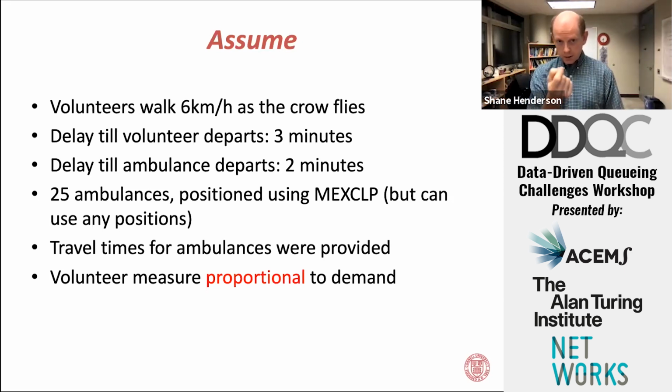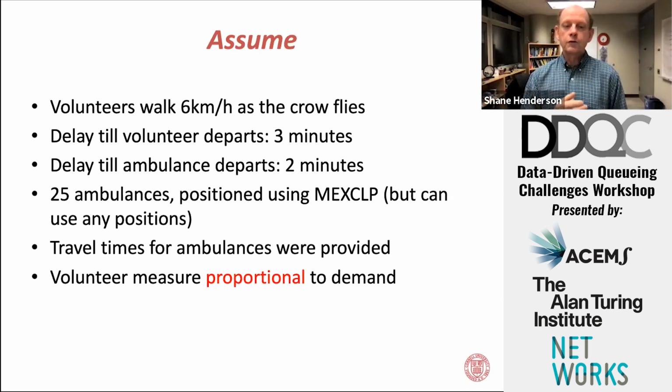We're assuming the delay until volunteers depart is 3 minutes. We think that is plausible. We have data on this, but the data is pretty noisy. We're still figuring all of that out, but it is not unreasonable, put it that way. The delay until an ambulance departs is shorter, the thinking being that volunteers might take a little bit of time to activate themselves, and ambulances are supposed to be quick at this.